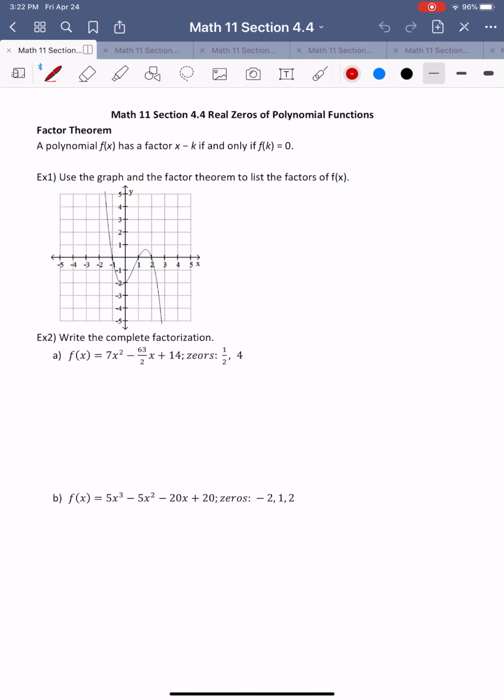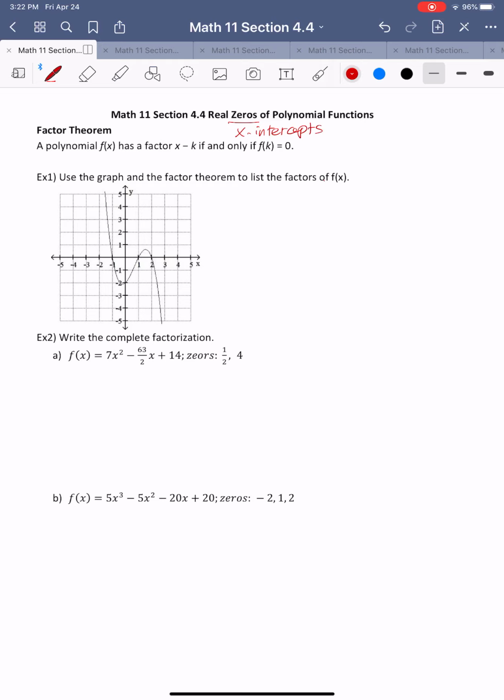Hello, this is section 4.4, zeros of polynomial functions. This time we are looking for the zero of the polynomial. But when they say zero of the polynomial, this is actually the same as x-intercept.